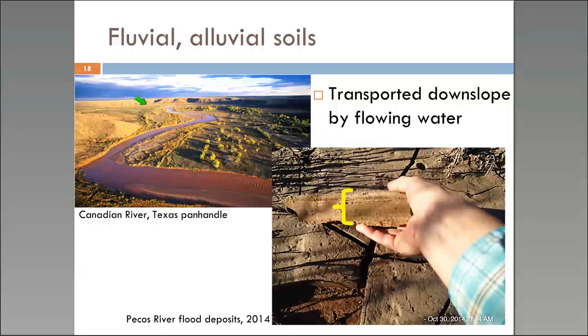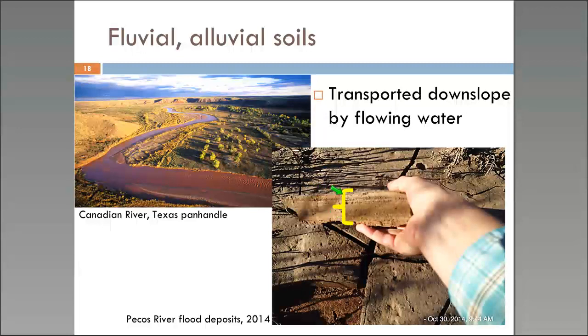You can see this is the Canadian River floodplain up in the Panhandle. So all of this soil in here is continually eroded and deposited from upstream to downstream. This here, over in the lower right-hand corner, these are flood deposits along the Pecos River. We had a big flood in 2014, just last fall. So we have a new accumulation of all of this soil.